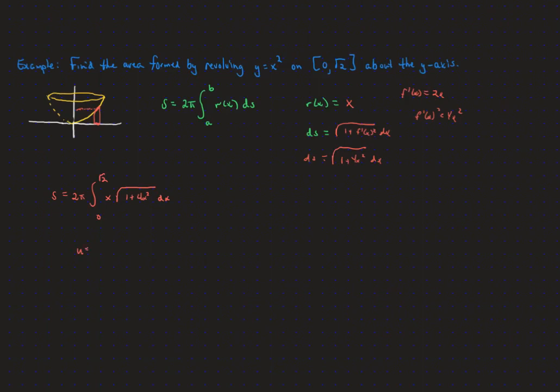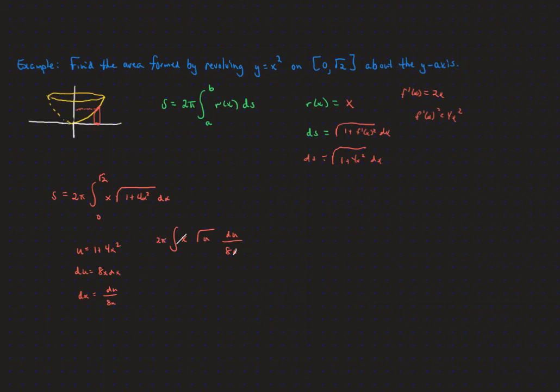We can say u is going to be that inside function, 1 plus 4x squared. That will make du be 8x dx. And so the dx will be du over 8x. So our integral, we'll leave that x there for a moment. That's going to become the square root of u. Our dx is replaced by du over 8x. That will cancel with that extra x. And I should say we still have the 2 pi.